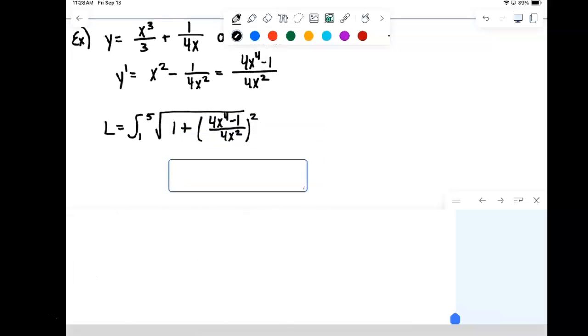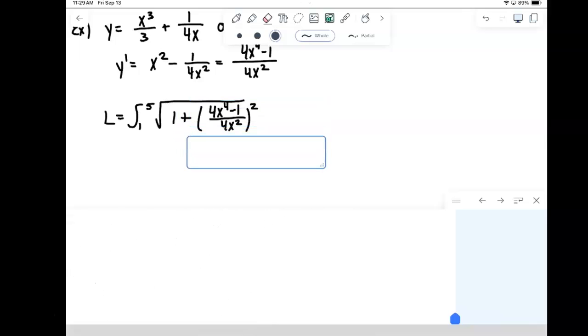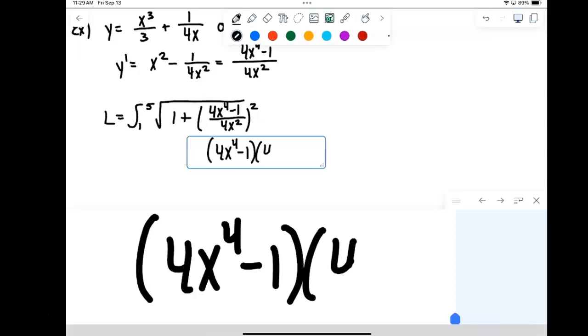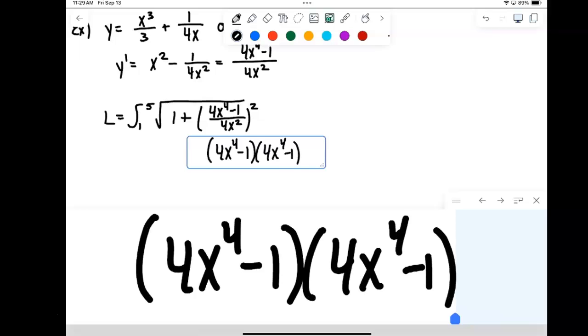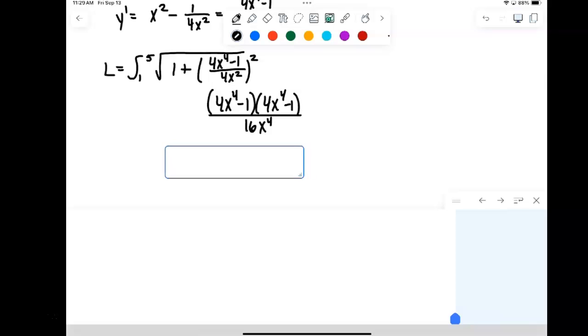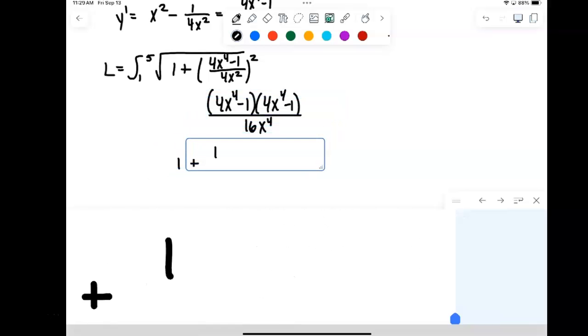So first of all, I have this stuff squared. Oh, that's not x to, yeah, it is x to the 4th, yeah. Sorry. So squaring would mean on the top, we're multiplying by itself. So 4x to the 4th minus 1 times 4x to the 4th minus 1. And the bottom is just going to be simply 16x to the 4th. And so we go ahead and we multiply out. I'm going to go ahead and include the 1 now. So when we multiply out, that's going to be 16x to the 8th.